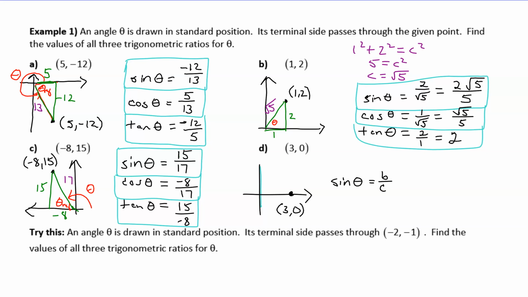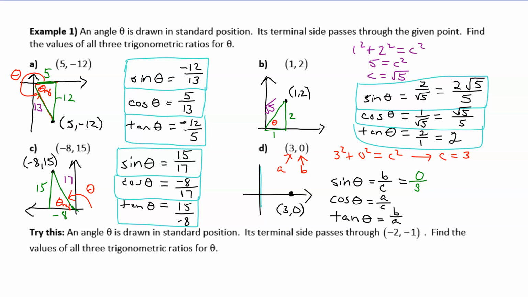Sine of theta equals b over c, cosine of theta equals a over c, and tangent theta equals b over a. The a and the b values are the x and the y coordinates of the point on the terminal side. We can use them to find the value of c using the Pythagorean Theorem. So the value of c is actually the same as the value of a.